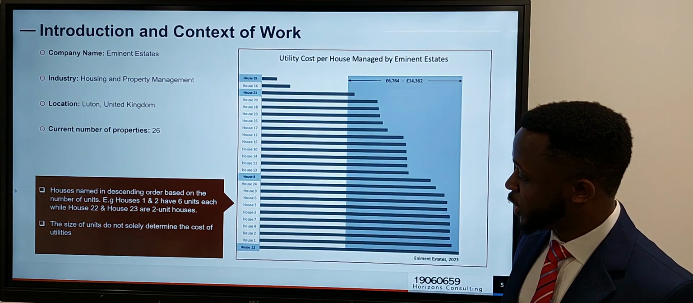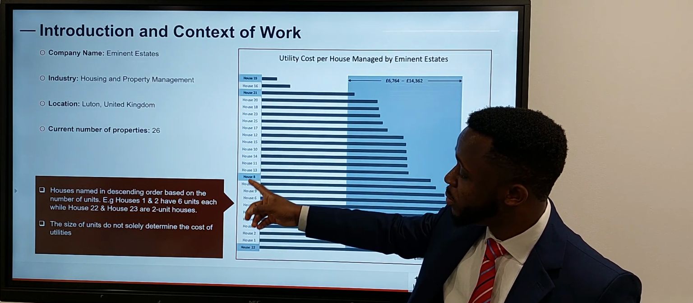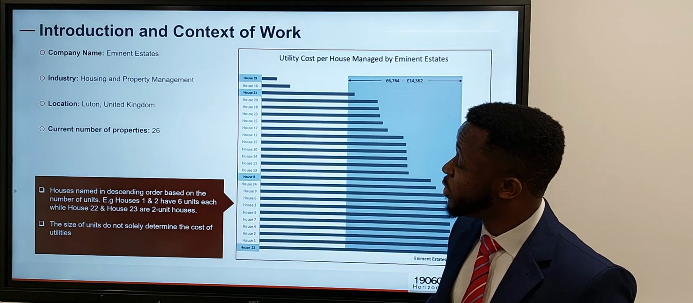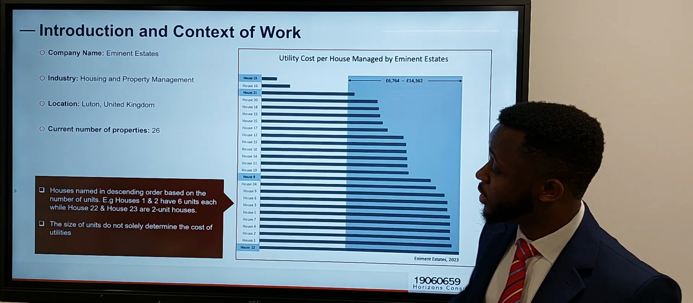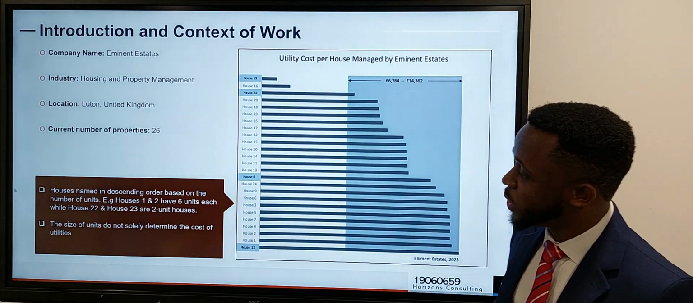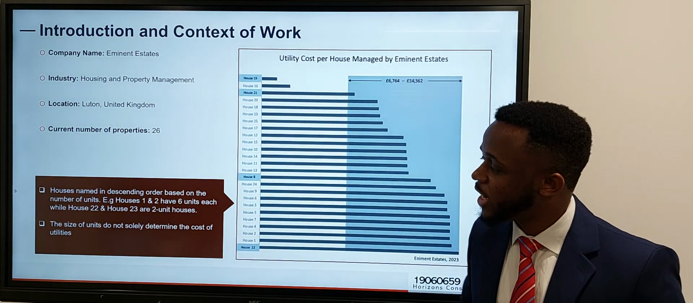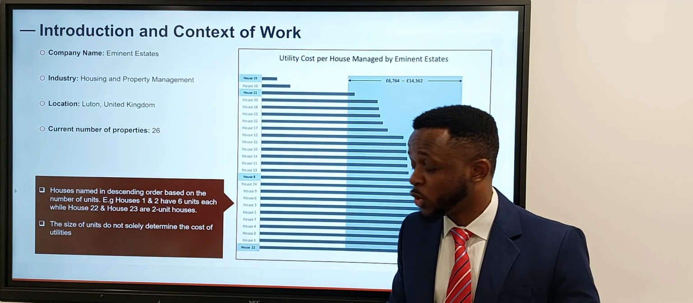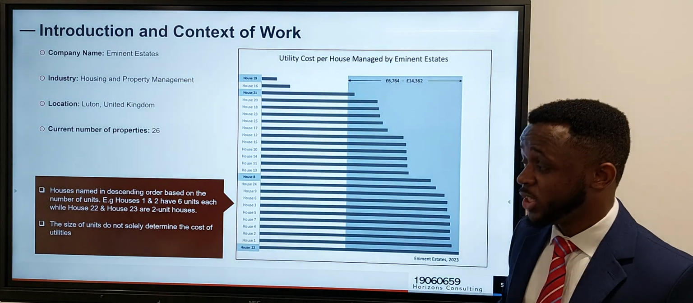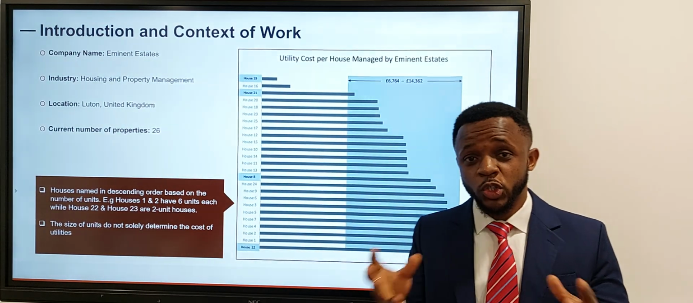And if you look at this data, the first thing you'll notice is that the houses are named House 1 in numbers. Because of privacy issues, from the data I got from the client, I removed the address and named them in this manner: House 1, 2, 3 to House 26. What I also did was to name the houses in descending order based on the number of units each house has. So, for example, House 1 and 2 have more units than, say, House 6, House 10, and so on.